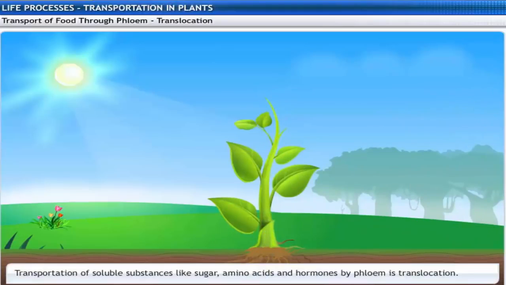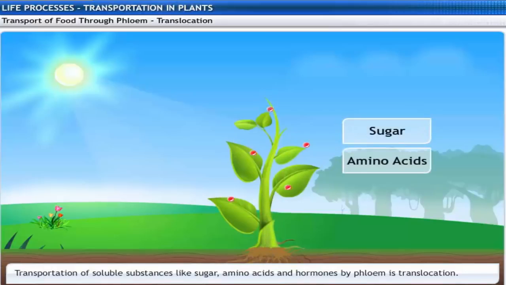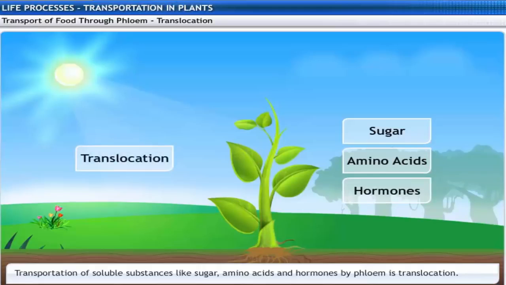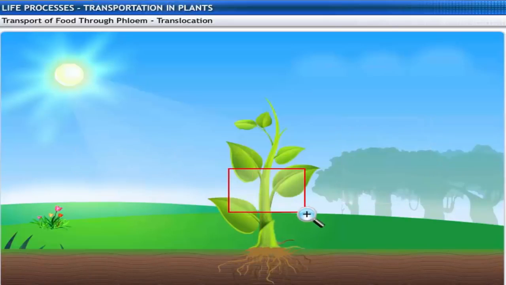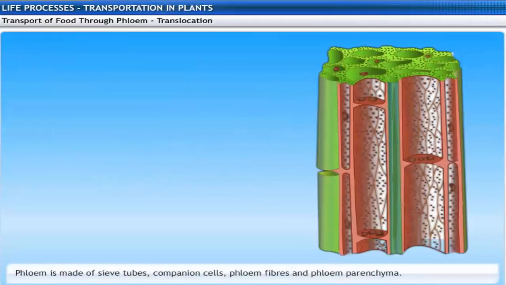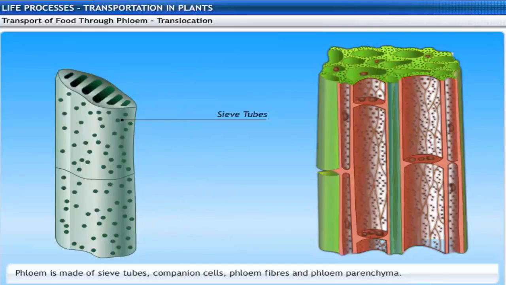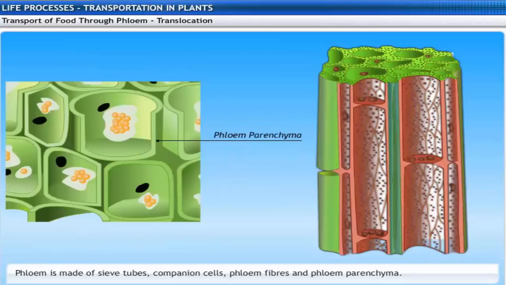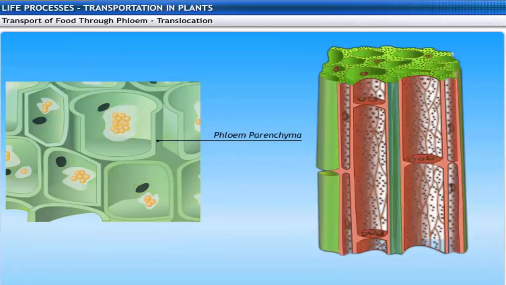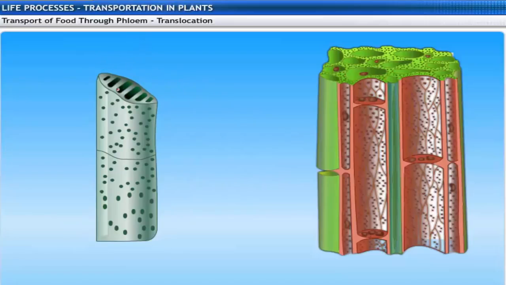Transportation of soluble substances like sugars, amino acids and hormones by phloem tissue is called translocation. Sugar is translocated in the form of sucrose. Phloem is made of 4 types of cells: sieve tubes, companion cells, phloem fibers, and phloem parenchyma. Translocation takes place in the sieve tubes with the help of adjacent companion cells.